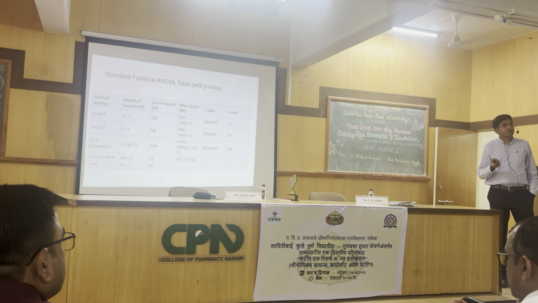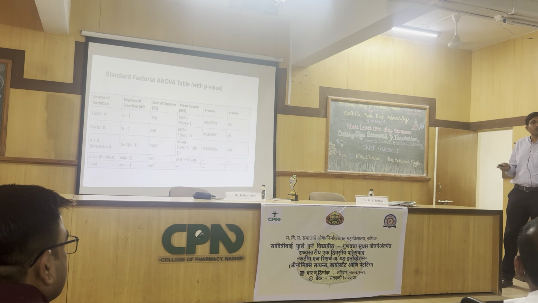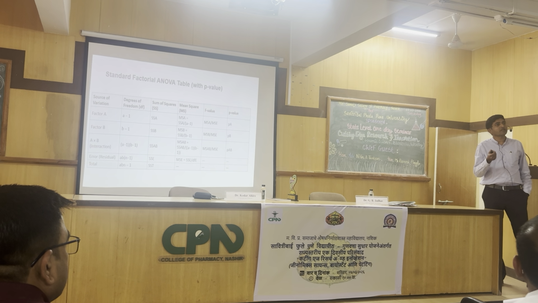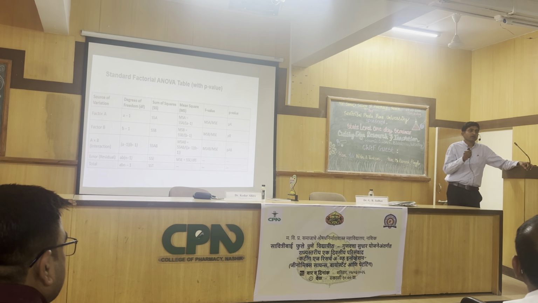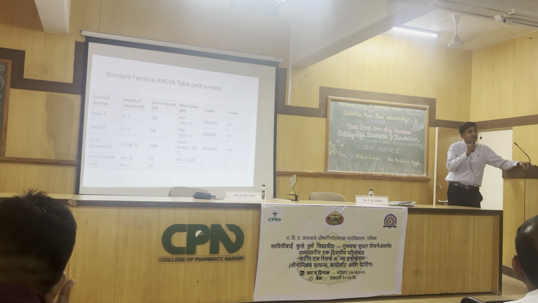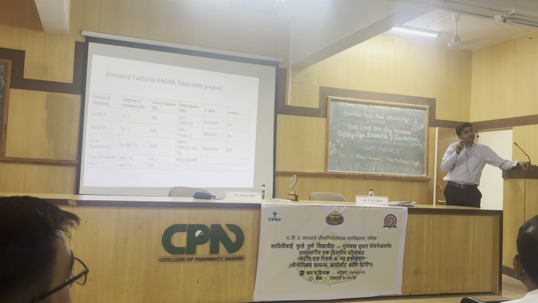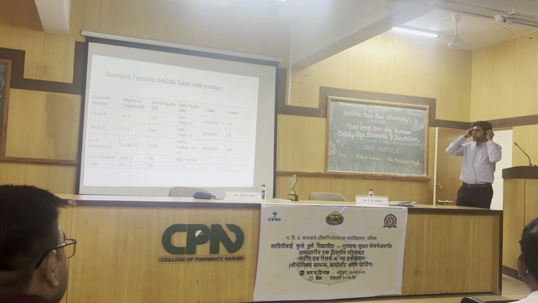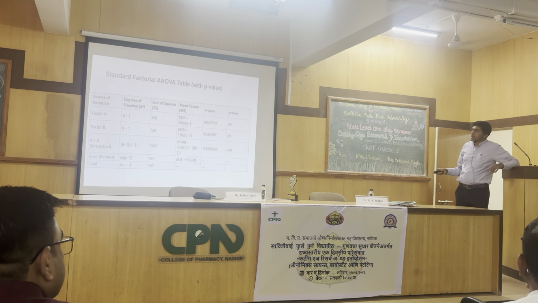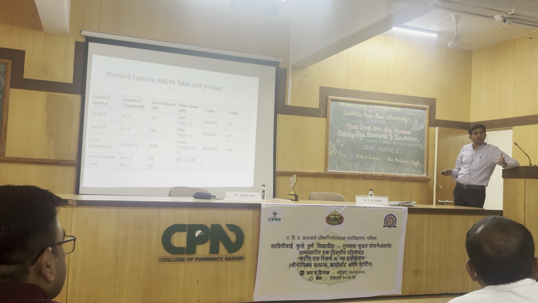If the calculated value is greater than the critical value, then the p value becomes smaller than your alpha level, that is, the significance level. If the significance level is 0.05 and the p value is less than 0.05, that means your calculated F value is greater than the table value or critical value. On the basis of this p value, you can say whether factor A has an effect on the response variable or not, whether factor B has an effect on the response variable or not, and so on.